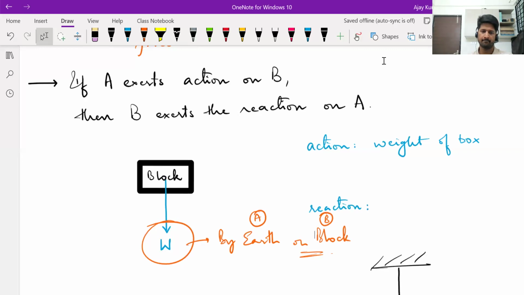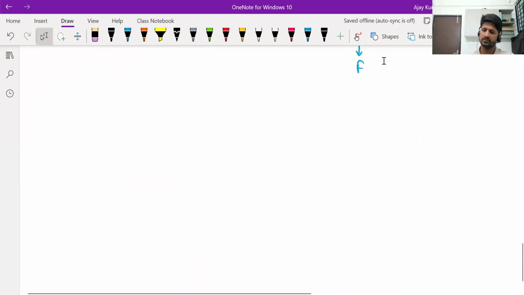Block should exert pressure on earth. Not pressure, reaction. Pressure is a physical quantity, completely different. Okay, block should exert reaction on the earth, and that is correct. Block will be pulling earth in the upward direction. You have to visualize the system like this. Never mind. Consider this as the earth.